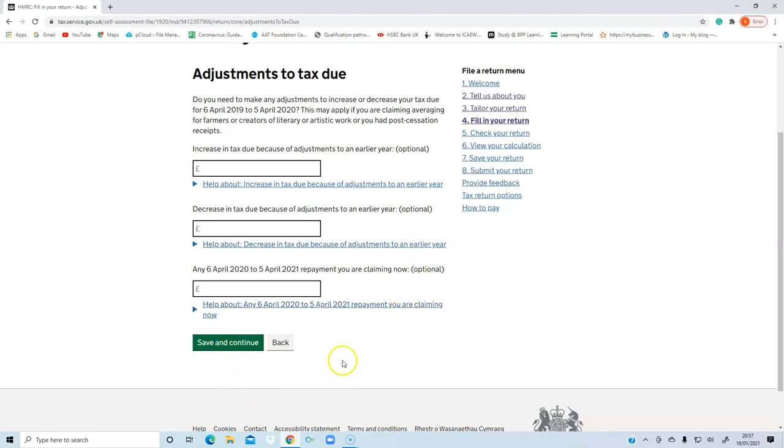For me, I don't have any tax adjustment. I never resubmit the account. So for me, it just continues.